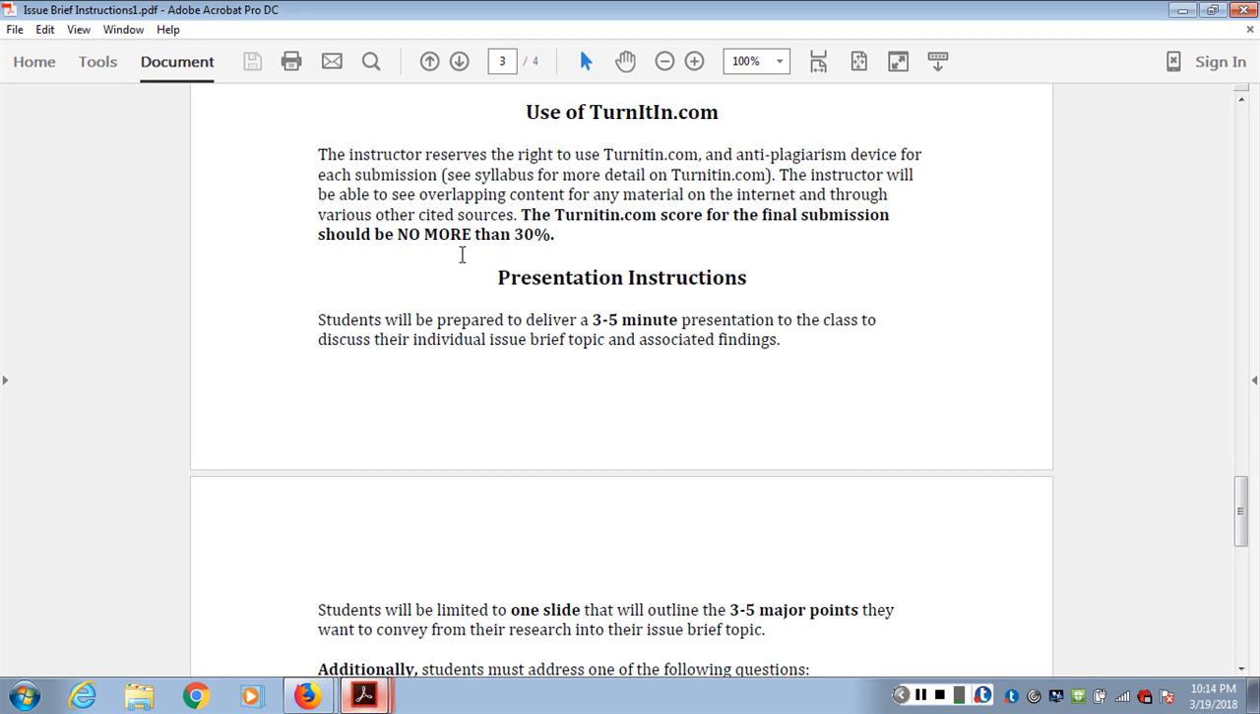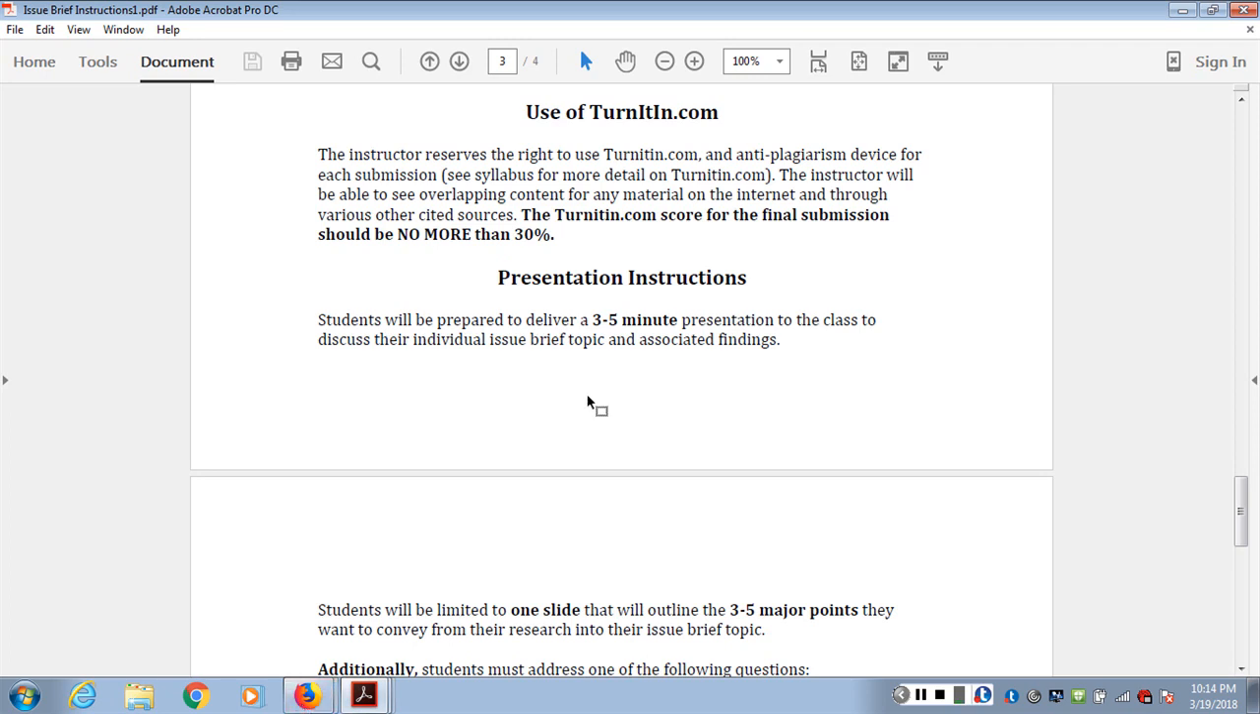When you turn it in to turnitin.com, you will get a feedback report in the Dropbox, a little bar graph that tells you what your percentage return rate is, and I'm looking for 30% or less.